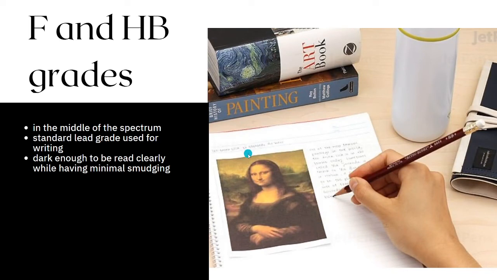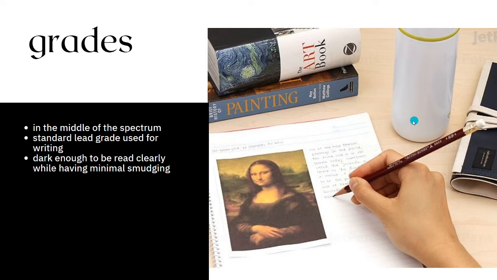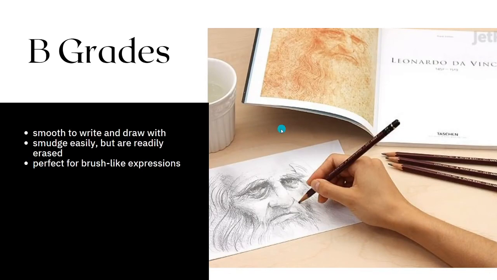Okay? Next ang F and HB grades. So this is in the middle of the spectrum. Mao ni ang standard nga lead grade used for writing. Okay? So this is dark enough to be read clearly while having minimal smudging. Okay. Mao ni ang tigamit na to sila, ang F and HB grades.